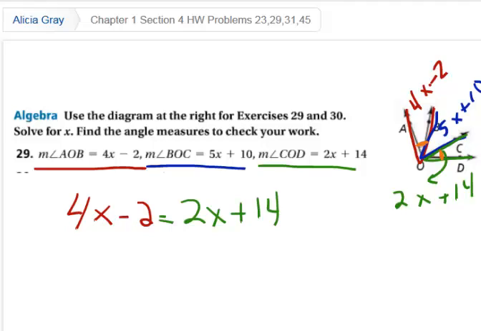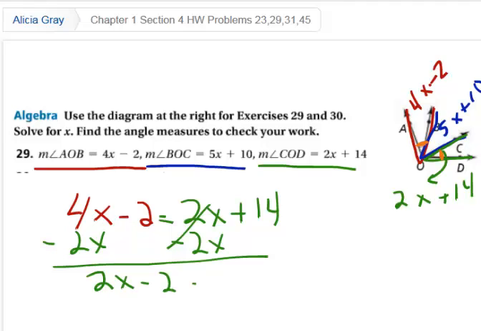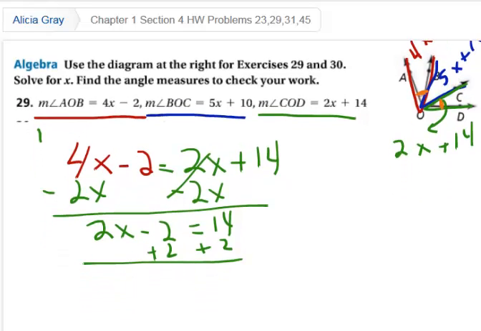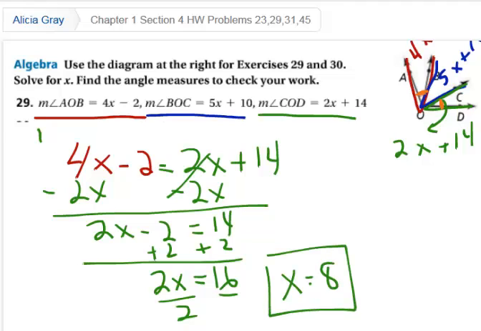So again, that one was a little bit confusing. So subtracting 2x, I'm left with 2x minus 2 equals 14. And then, of course, add 2 to both sides. And then, let me move this whole thing up, 2x equals 16, divide by 2, x equals 8. Except, I'm not done because it then says to find the angle measures to check your work.